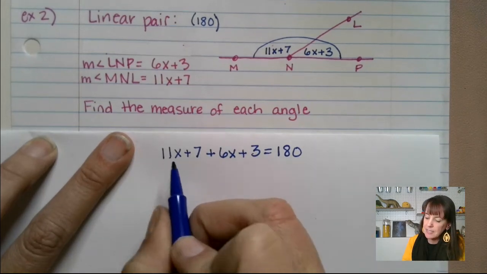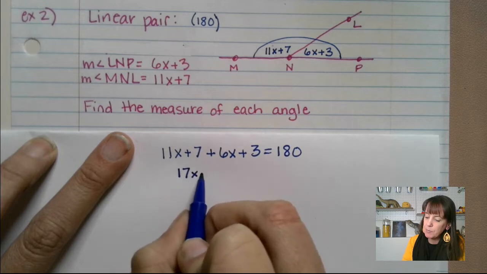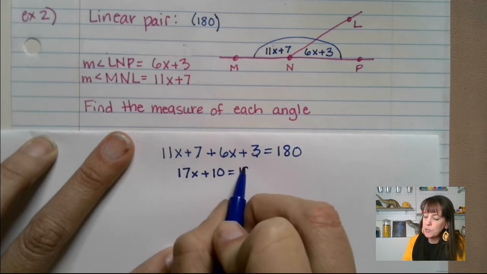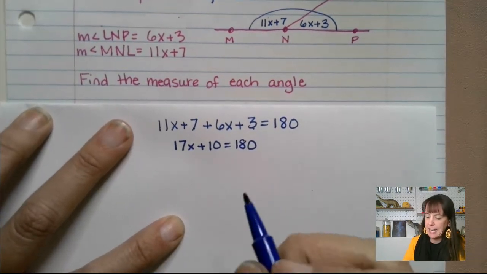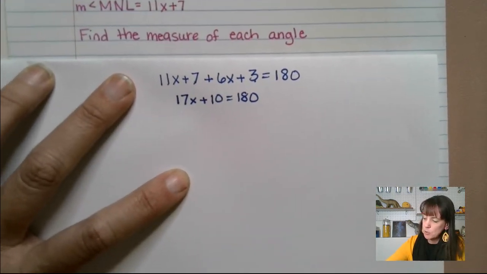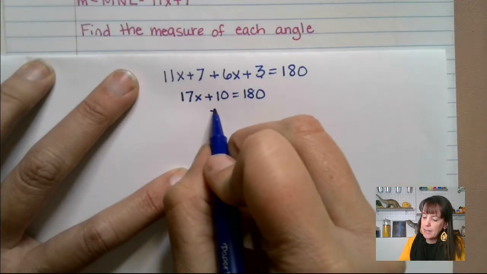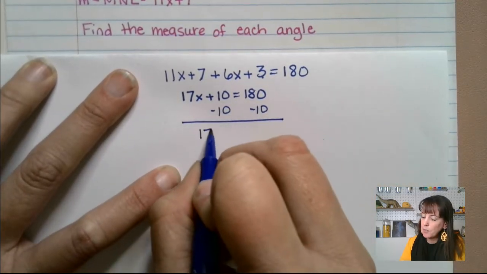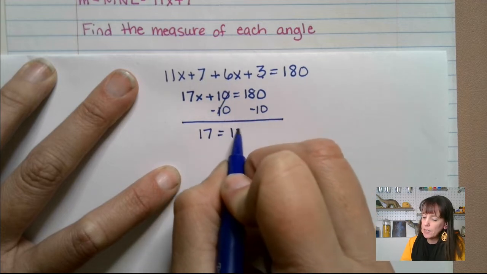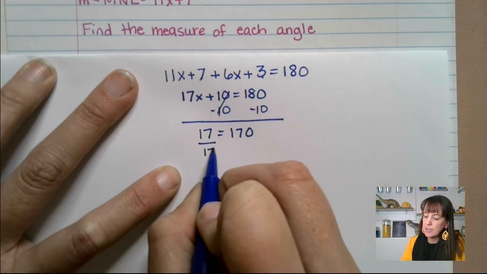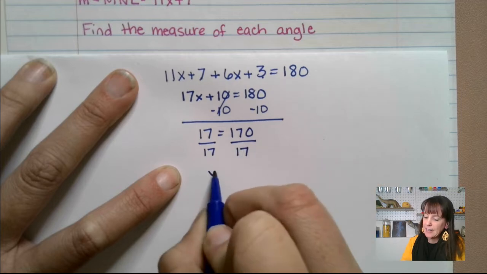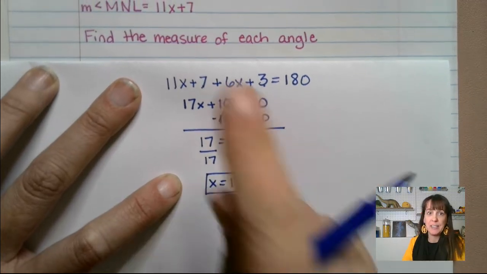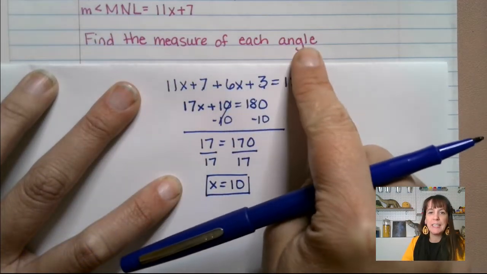Perfect. Our next step is to combine like terms. So we get 6 plus 11 is 17x, and 7 plus 3 gives me 10, equals 180. Subtract 10 from both sides, we get 17x equals 170. Divide both sides by 17 and x equals 10. Now remember what I said, always go back and read the question. Our question says find the measure of each angle.